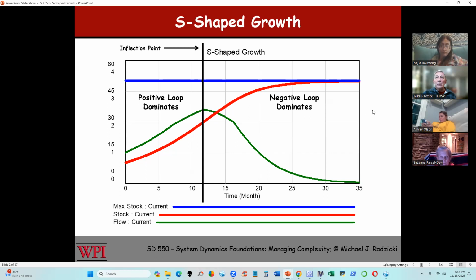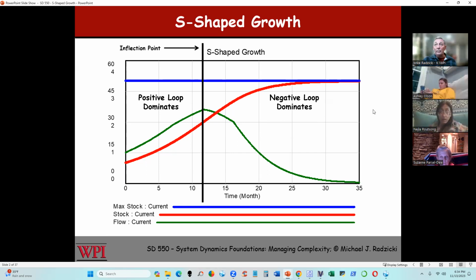Nejla, yes. I just had a quick question. Is the presence of a goal seeking loop with the negative due to external limits? Does that indicate external limits, or is that internal? I think it can be either.